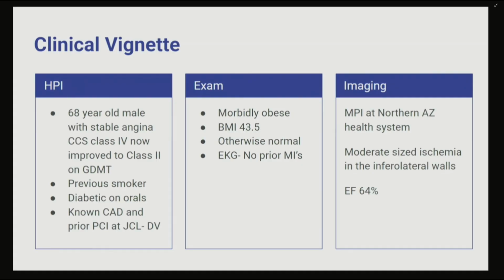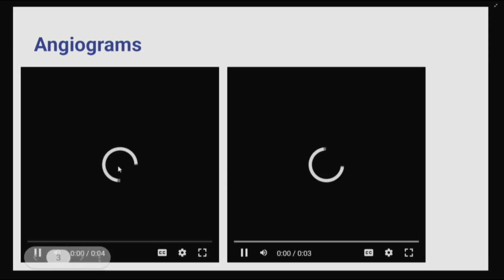He had an MPI done in northern Arizona, which is where he lives, and he had a moderate-sized ischemia in the inferolateral walls. His EF was normal. Next. Here are some angiograms from what we did about a month ago. So as you can see, we'll play that and then loop it.